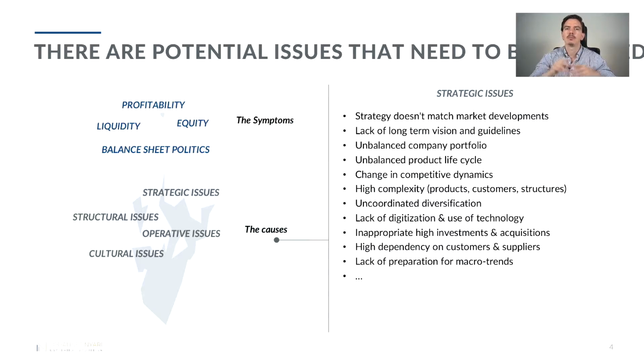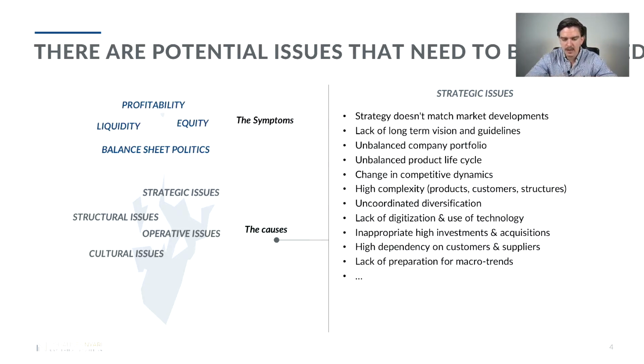So maybe the company's management is only short-term oriented. Obviously, this is a problem. Maybe you have an unbalanced company portfolio or product life cycle portfolio. This means that you only have cash cows, but you don't have new products coming up that help you to grow the business in the future. Maybe you have a change in competitive dynamics. Maybe a supplier or a customer becomes too powerful. Maybe you have new players entering the market. This might be threatening.